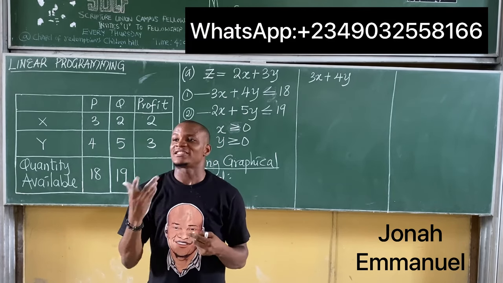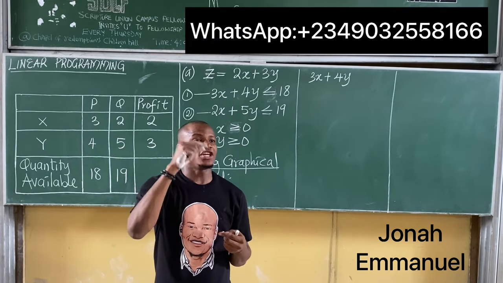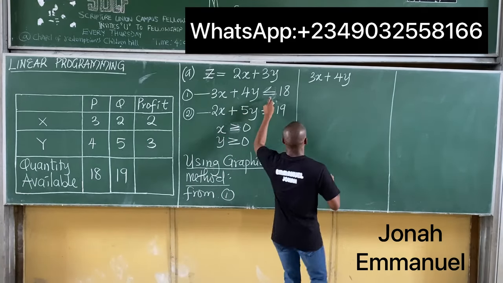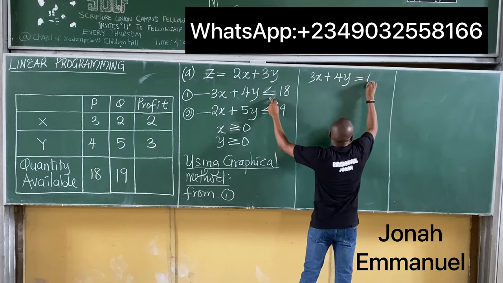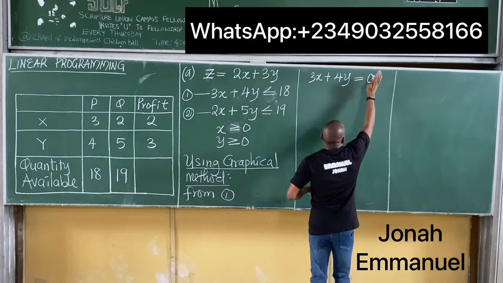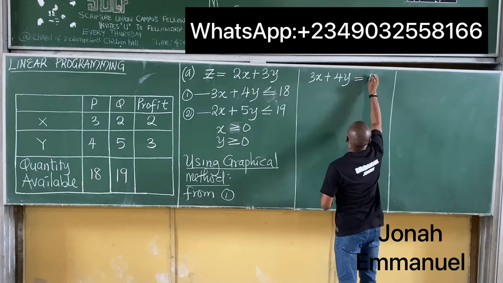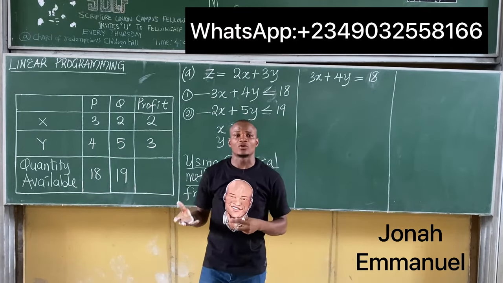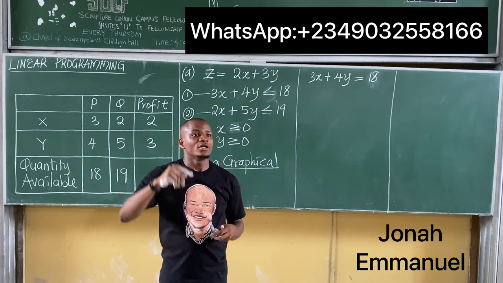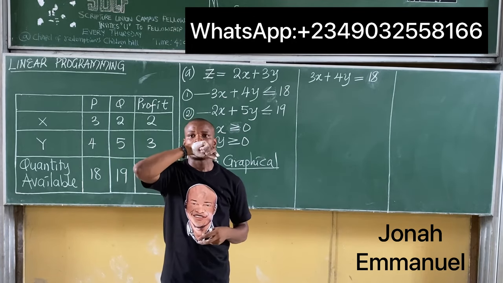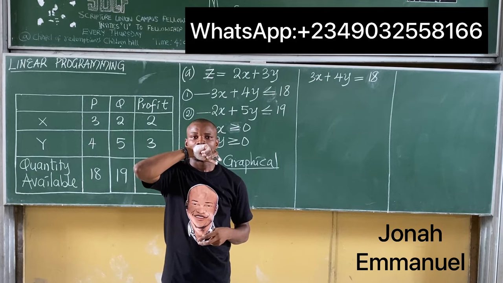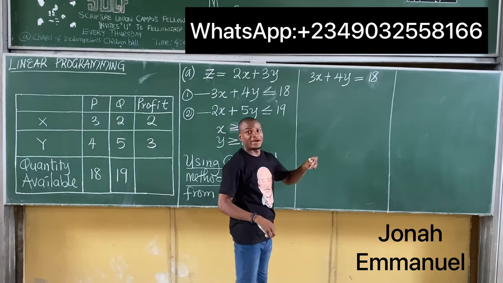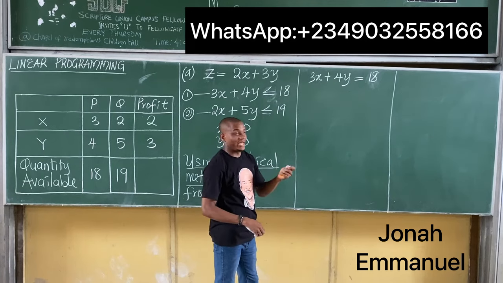We said, what's the first step there? Change the inequality sign there to equal to. So look up. Step 1, change this to what there, equal to what? Equal to 18. I have equal to 18. That's the first step: change the inequality to equal to. What's the next step there? Set one of the variables to 0 and find the corresponding value. Look up, please. What do I do next?